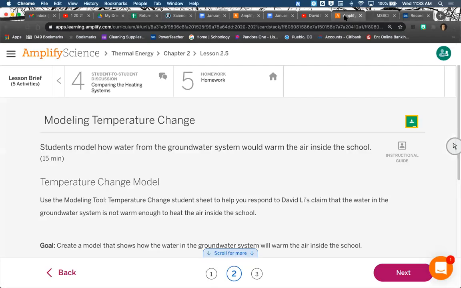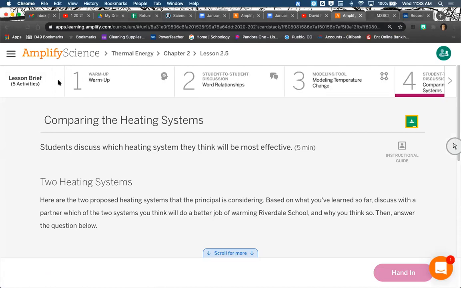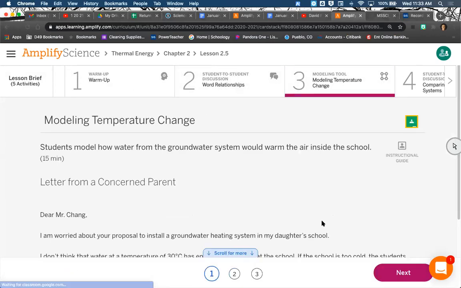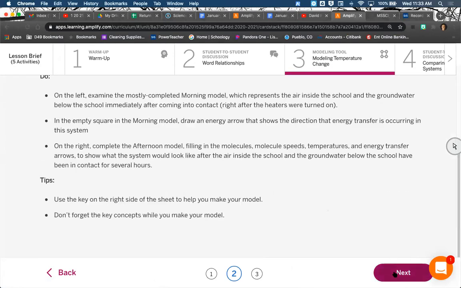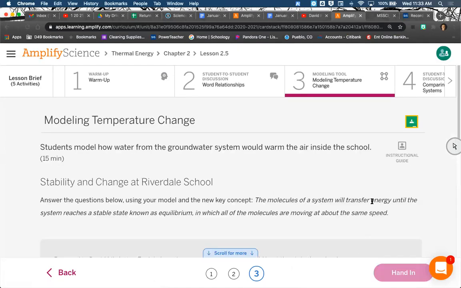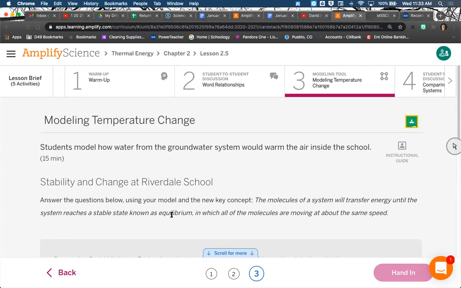So back to sharing my screen. And we'll go to number 4. I believe there wasn't a hand in. Nope. Ah, there is a next activity for part 3. So back off the demonstration and back to the questions here.